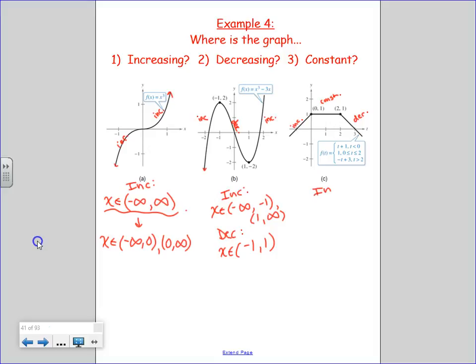Number last one. See, it wasn't number next one. Where is it increasing? Where is it decreasing? And if any place, which this one it is, where is it constant? Okay, increasing. What would you say? Negative infinity, because remember that's an implied keep going. Not 1. 0. Remember? Tick mark. I know it's hard. Negative infinity to 0.